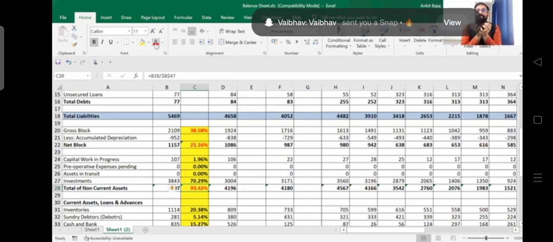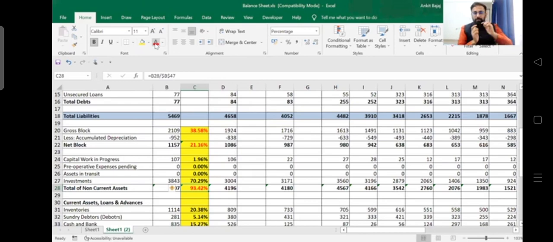Let's suppose the company has assets of 100 rupees. So the company has invested 93 rupees in the acquisition of non-current assets. The weightage of non-current assets is 93.2%. Why is the weightage of non-current assets so high here? Because Dabur is a manufacturing company, and a manufacturing company requires more machinery and more non-current assets to manufacture its products.